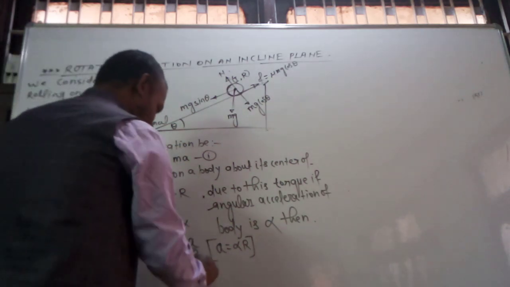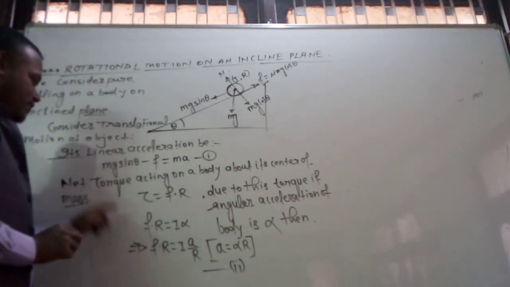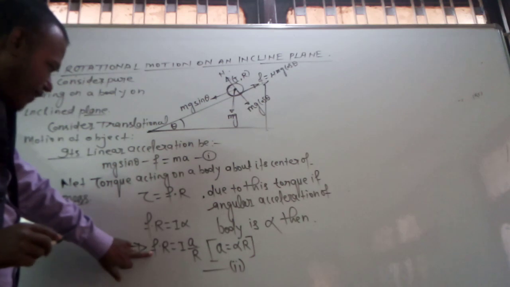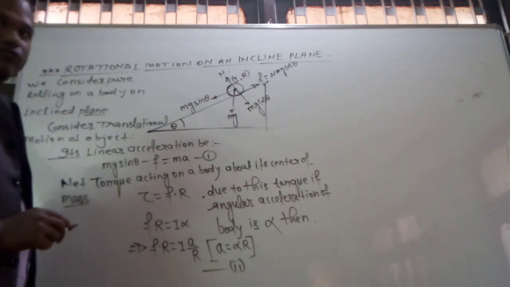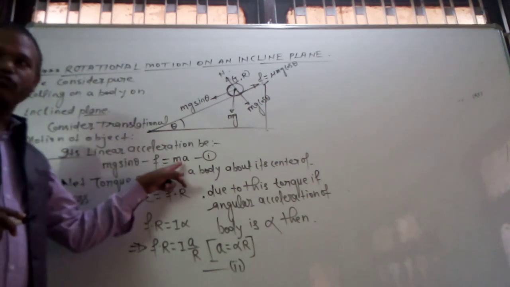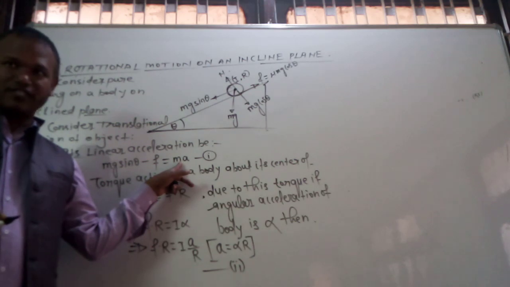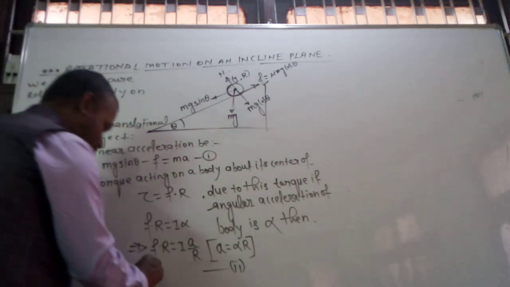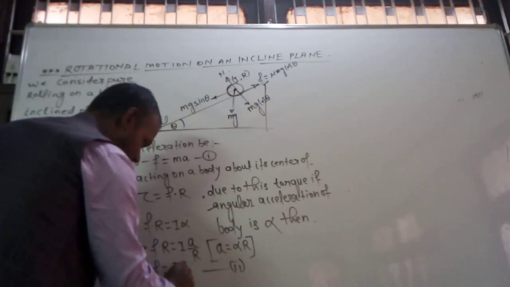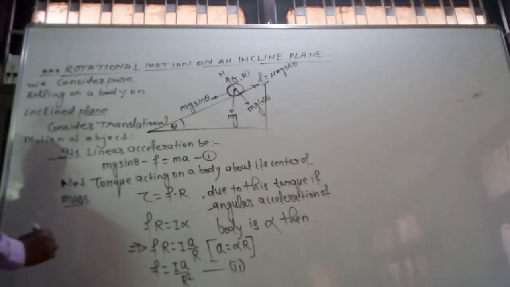This is our equation 2. Now from equation 1 and 2, what we can say, if we put the value of F in equation 1 and compare it, you can get the value of acceleration on the inclined surface. Are you understanding? So here F will be equal to what? Right, now F will be equal to I A upon R square.